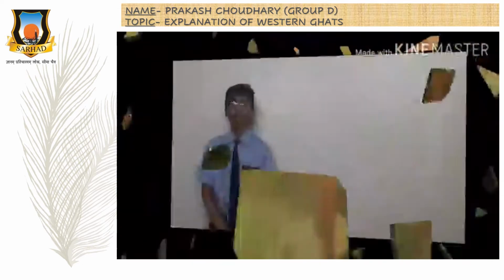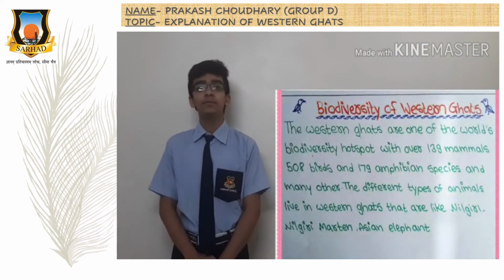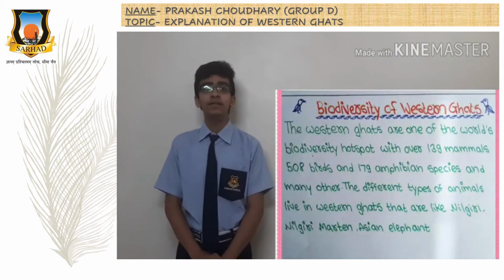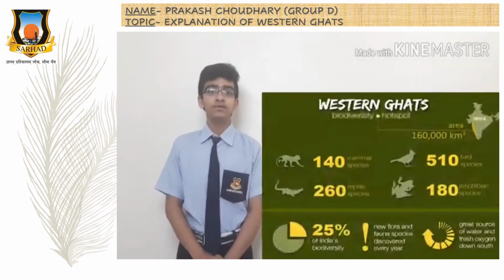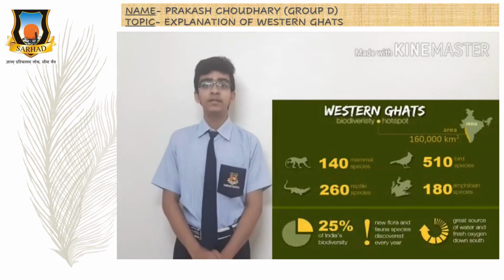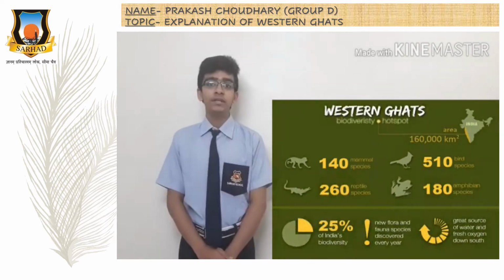The Western Ghats are one of the world's biodiversity hotspots with over 139 mammals, 508 birds and 139 amphibian species and many others. Different types of animals live in Western Ghats, like the Nilgiri marten and the Asian elephant.